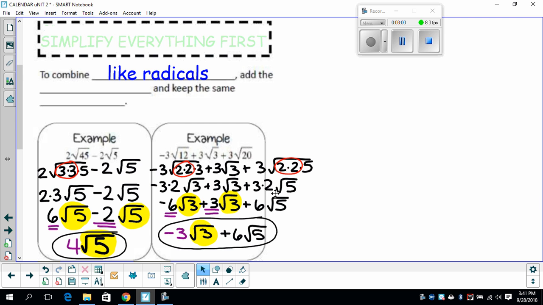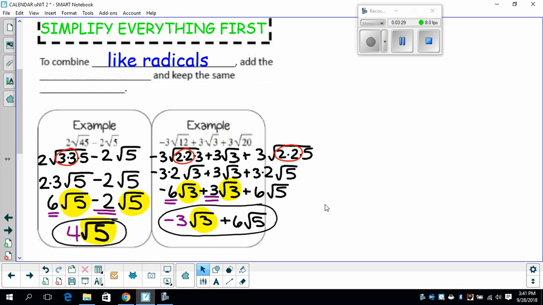Now this one is a 6 square root of 5, and even though it has the same index, it does not have the same radicand, so it is unlike, and because it doesn't have anything with the same radicand, it can't be combined with anything, it just comes straight down. Then the other two, because they have the same radical and radicand, we can combine their coefficients. Negative 6 plus 3 gives us negative 3, and we keep our radical the same. So that's how we're going to do all of these problems.